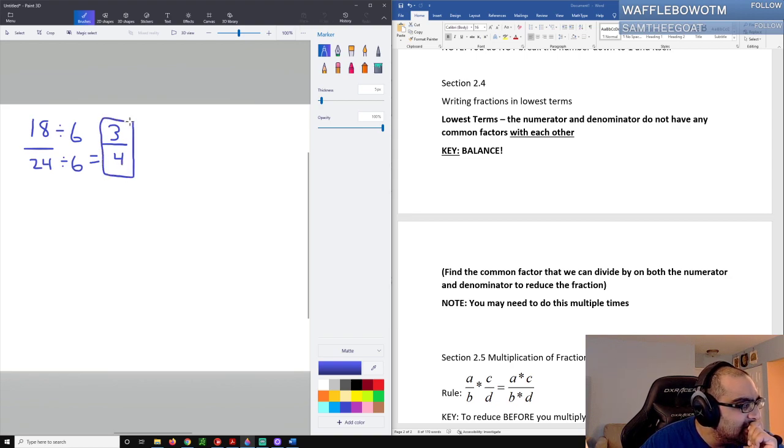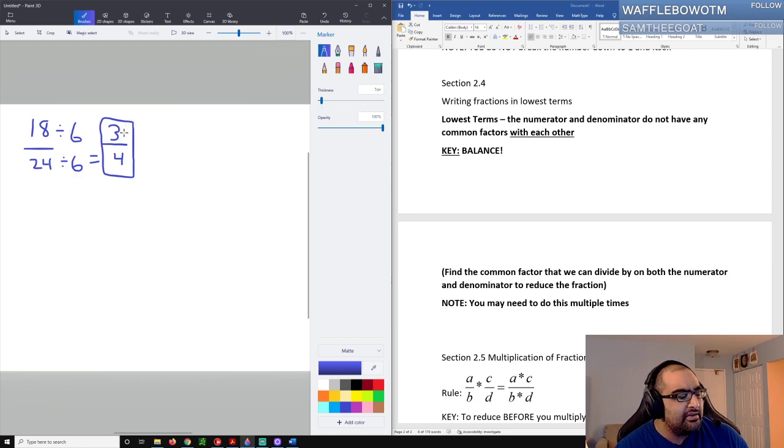Again, this is where we stop because 3 and 4 do not have any common factors with each other except for 1, because everything does. So 1's always a common factor with everything, and it does nothing. All right, but let's take a look at another way.